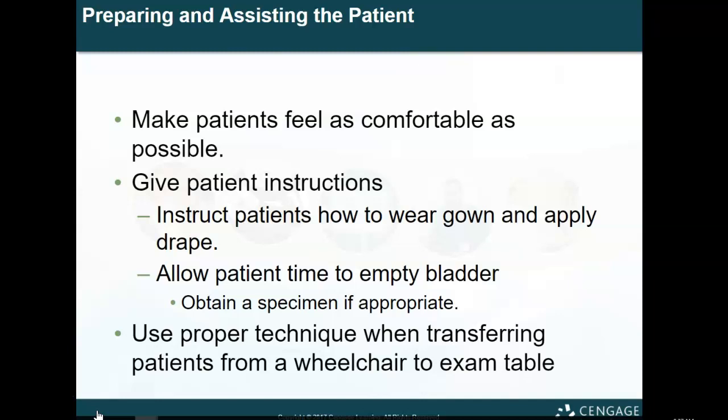Use proper technique when transferring patients from a wheelchair to an exam table. You don't want to hurt yourself and you don't want to hurt your patient, right? You want everyone to be comfortable, including you. If you're lifting a patient improperly and putting them on the table from their wheelchair, what can happen to you? My nursing home employees, you know the answer to this. It'll hurt your back, right? Yeah. And then what happens if you hurt your back? You can't work, right? So it's really important that you lift patients properly.